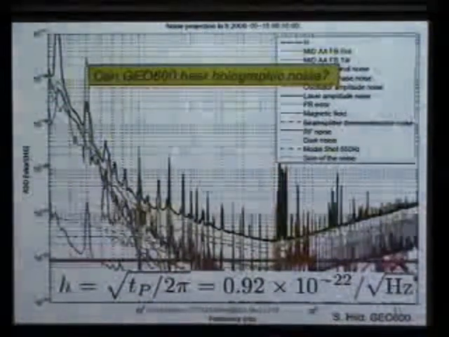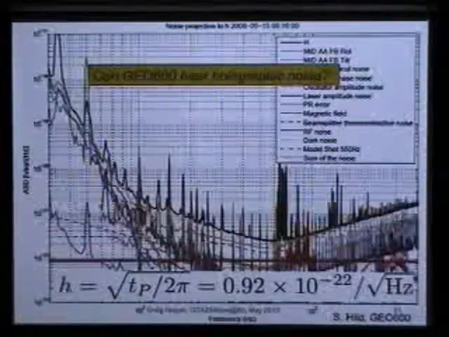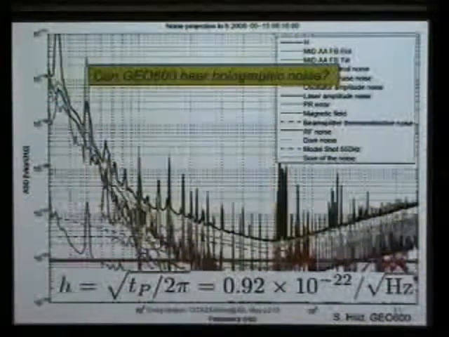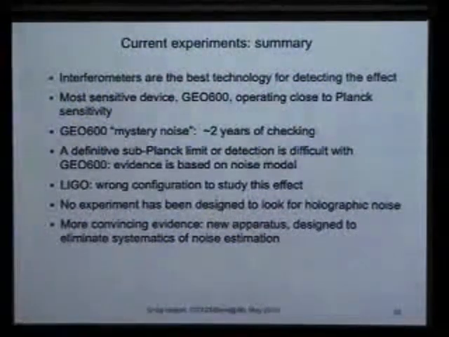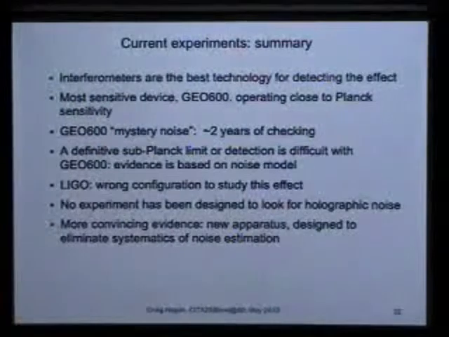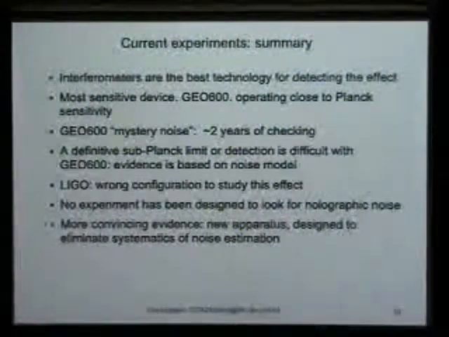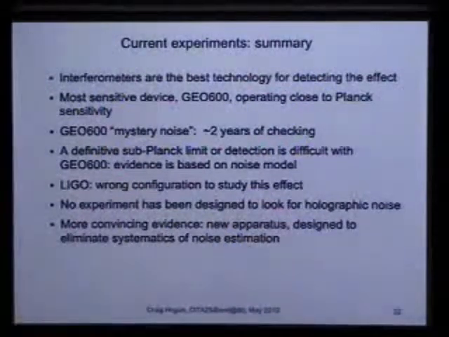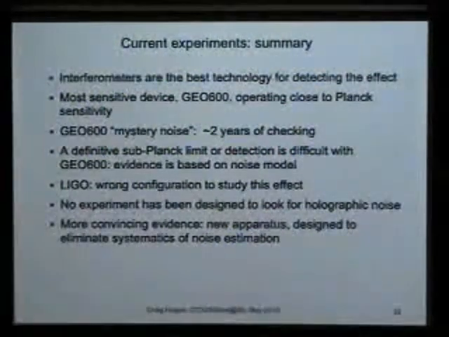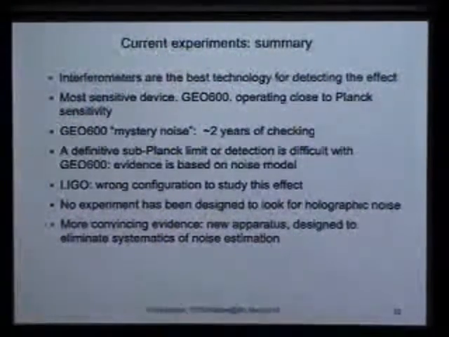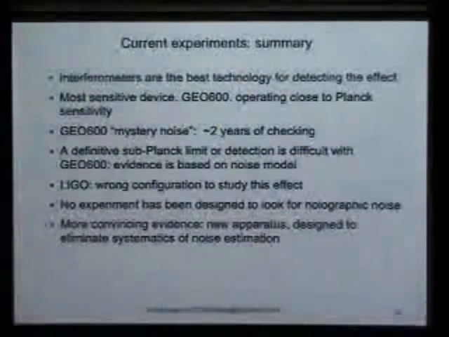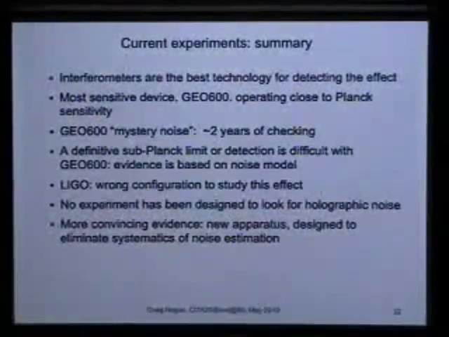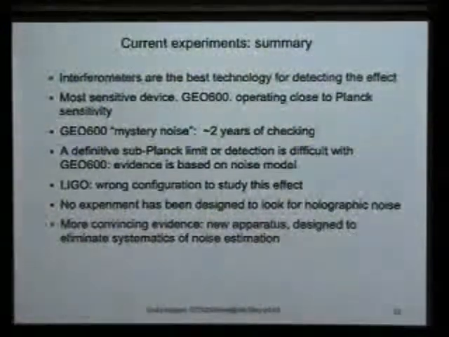Okay. And I won't go through the detail, but even though LIGO is more sensitive to gravitational waves, it's not as sensitive to holographic waves. This is actually the best instrument for holographic waves because of the way it's laid out. So the current situation is that this kind of interferometer is the best technology we have for detecting that effect. And the most sensitive machine is operating close to Planck sensitivity. They actually have noise they can't explain. Most of the mystery noise has now been explained at the low frequencies. It's the usual environmental stuff we're always trying to get rid of. But they can't actually give you a definitive limit or detection at GEO-600. They've never published results on this because of that. The machine's not designed for finding this kind of thing.